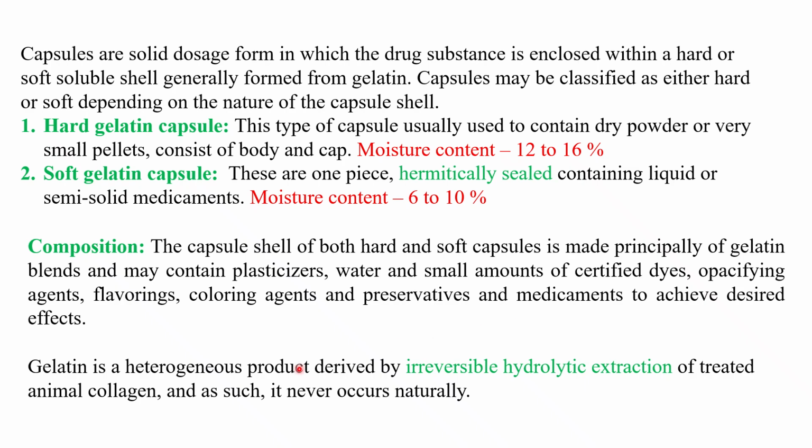Gelatin is a heterogeneous product, usually derived by irreversible hydrolytic extraction. Irreversible hydrolytic extraction, this point you have to remember. So gelatin is derived by an irreversible hydrolytic extraction process by treating animal collagen. Animal collagen. Okay?